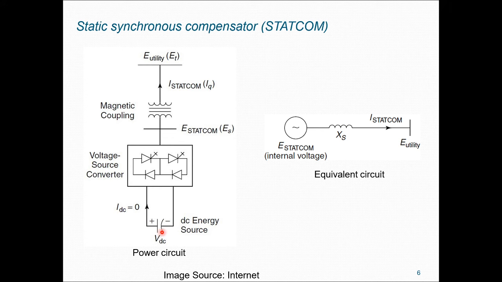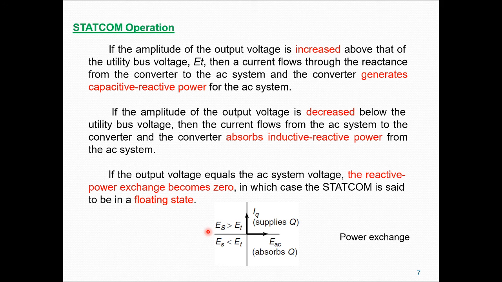This DC link is nothing but a storage. Yeah, these are the points we discussed in shunt compensation also. Same parameters. If the STATCOM voltage is greater than the utility voltage, reactive power is supplied, and it can act as a capacitive nature. If the STATCOM voltage is less than the utility voltage, absorption of reactive power will be there. That is, power exchange will occur. If the output voltage is equal to the system voltage, the reactive power exchange becomes 0, and that state is nothing but the floating state.